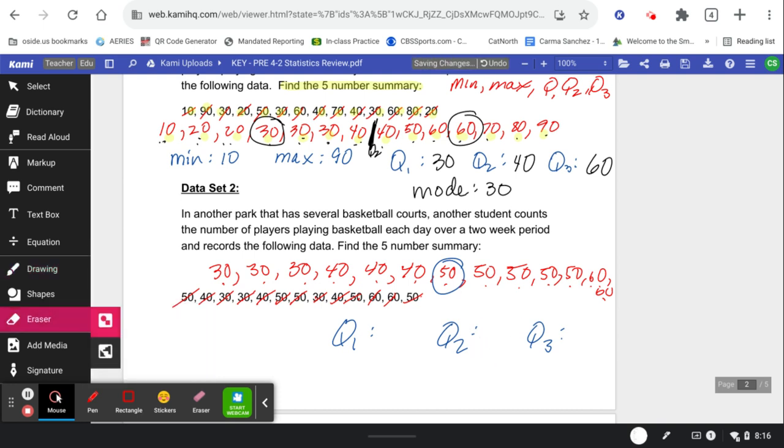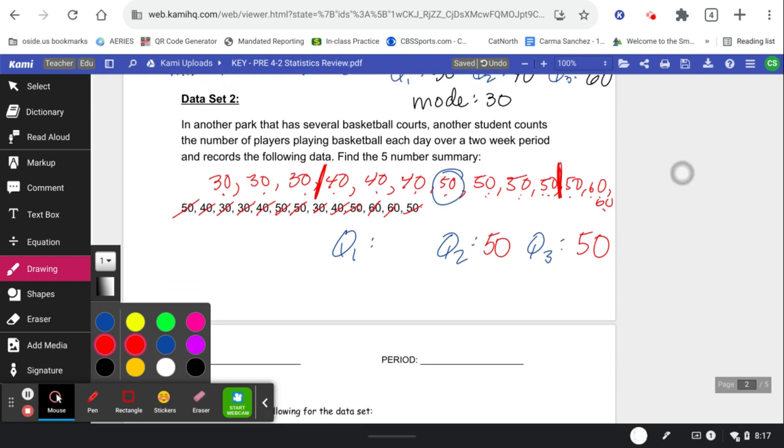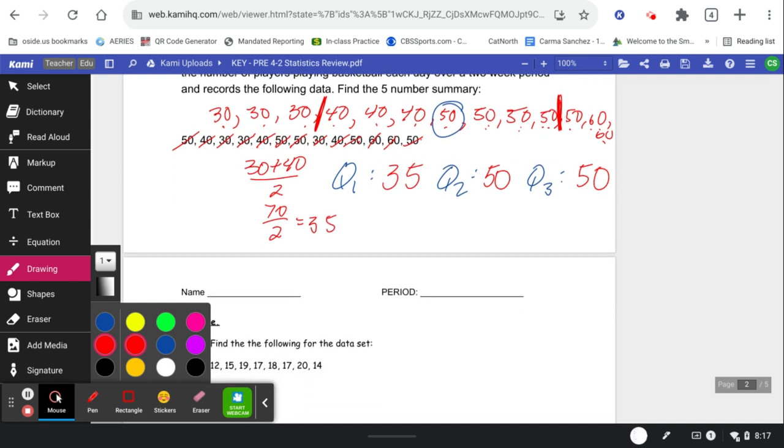For my Q3, I need to look at the first half of the data. Sorry, the second half of the data, 1, 2, 3, 4, 5, 6. So I need to go to the middle since it's an even second half. And so in between 50 and 50 is just 50 again. Looking at the front half, 30, 30, 30, 40, 40, 40. My middle is going to be between 30 and 40. So if you can't visualize that between 30 and 40 is 35, then you need to add that. You need to say 30 plus 40 and divide it by 2, which is 70 divided by 2. So we take the average of those two numbers to find the middle of 35.